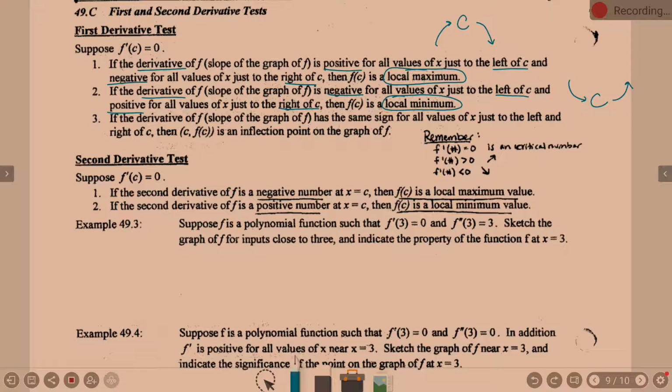Okay, part 3. If the derivative of f has the same sign for all values of x to the left and right of C, then the point, which would be C, comma f of C, is an inflection point on the graph of f. So same sign for values left and right of C, then we're talking inflection point. Honestly, we don't see the inflection points in the first derivative test a whole lot. Usually the first derivative test will give me mins or maxes.